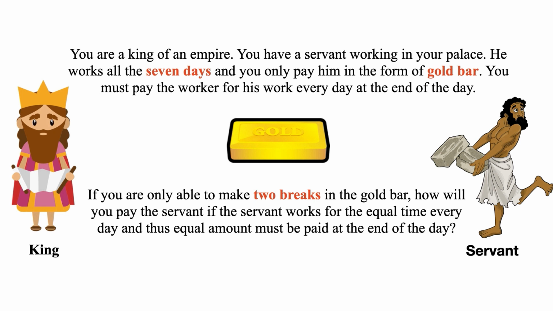If you are only able to make 2 breaks in the gold bar, how will you pay the servant if the servant works for the equal time every day and thus an equal amount must be paid at the end of the day?